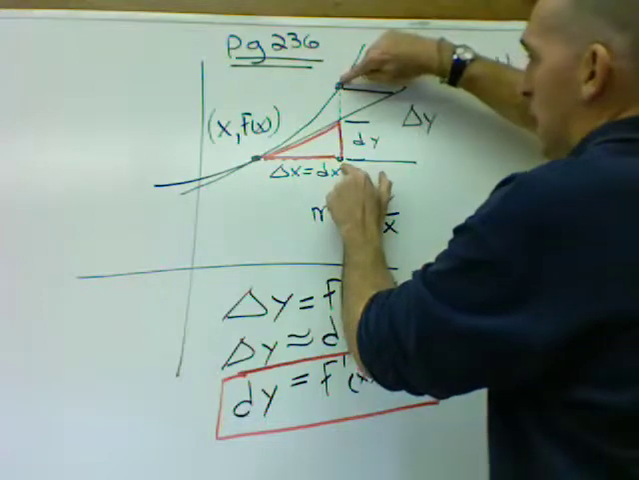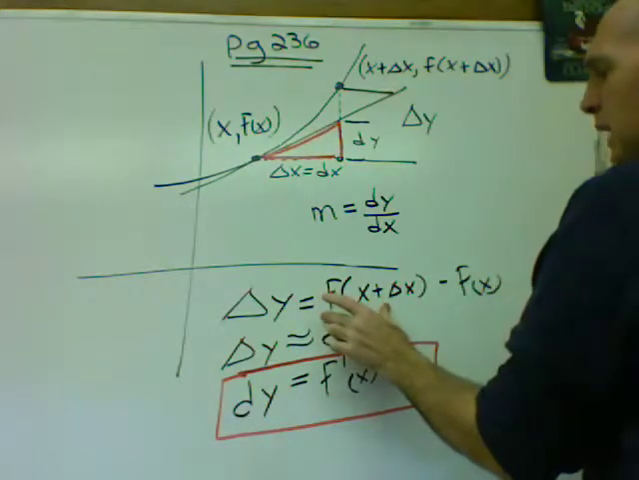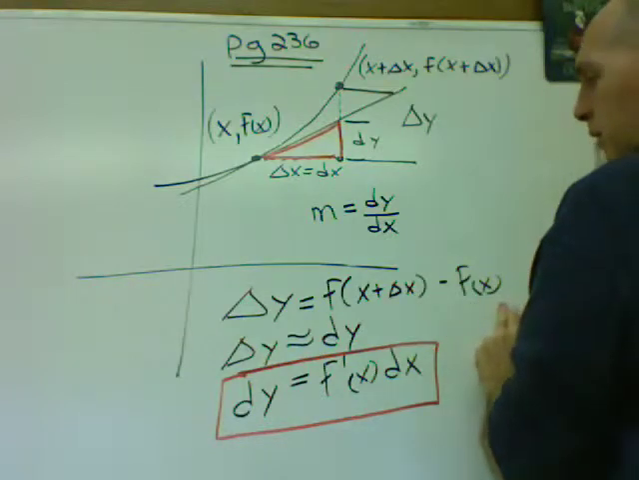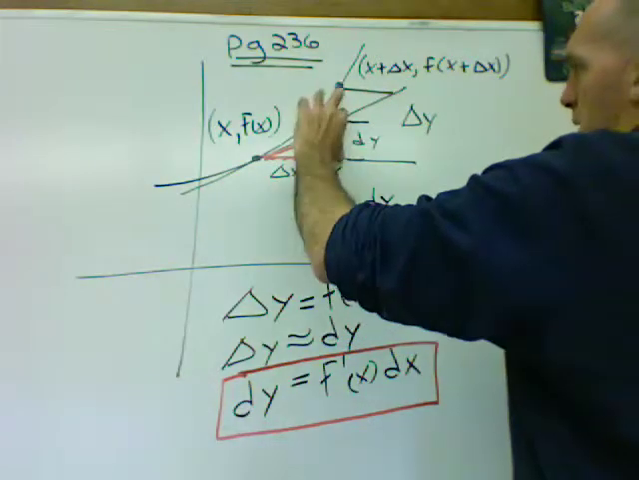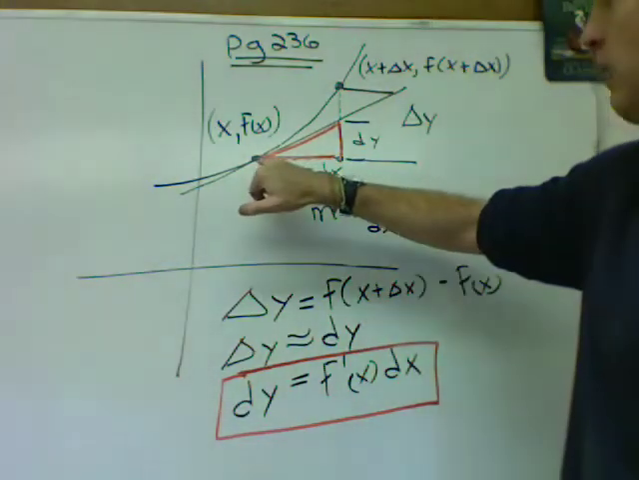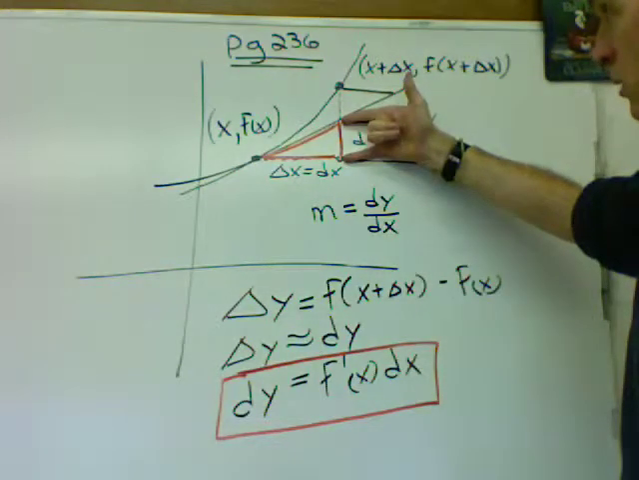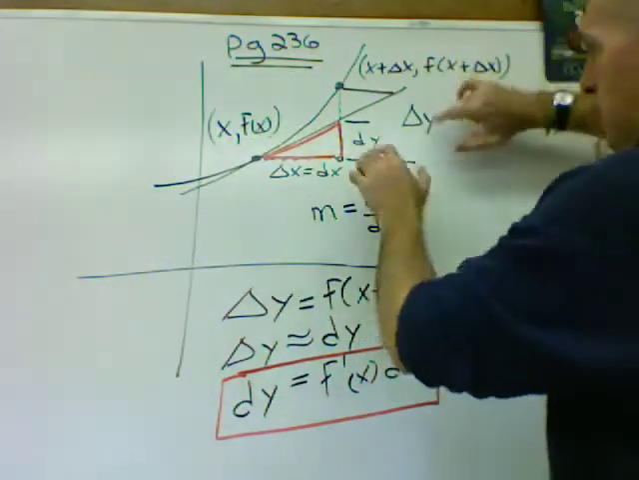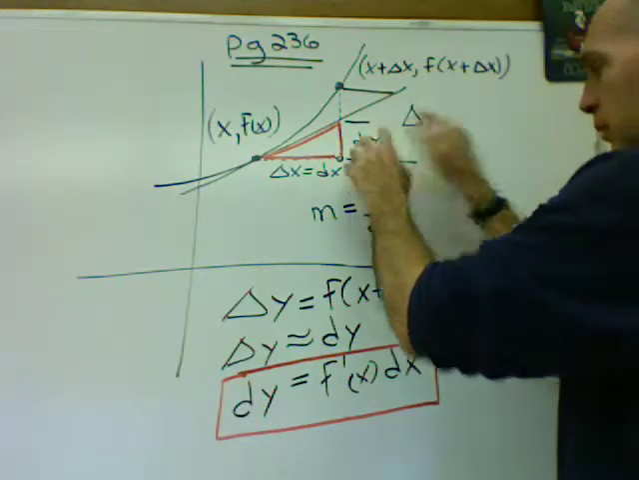My y values have changed from here to here, and so I'm going to say that my change in y is my second y value, f of x plus delta x, minus my first y value, f of x. I've drawn a little triangle here. This is my line. That's, let's say, my opposite side from trig, and that's my adjacent side. When I'm close to my point of tangency, my dy value is pretty close to my delta y value. As I get farther and farther away, my dy value and my delta y value will be two different numbers, and they won't be really close.